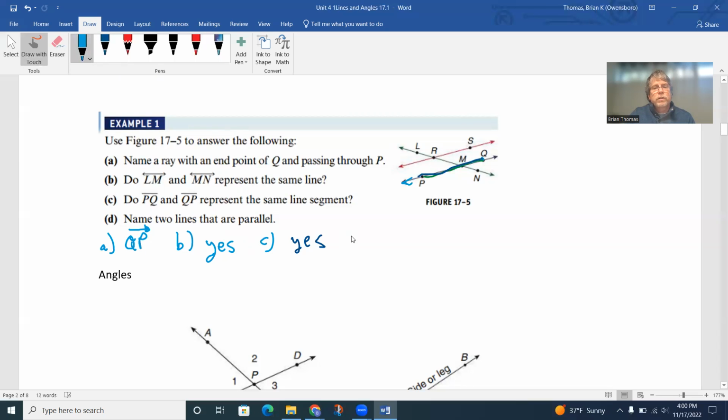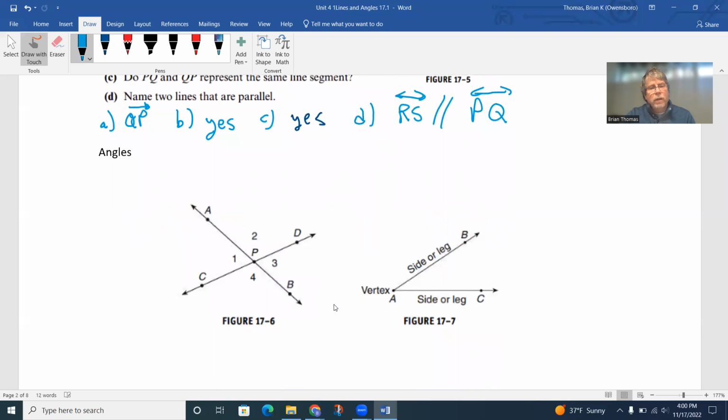So if I look at question D, name two lines that are parallel. So parallel means they run in the same direction. We really only have three lines. So the two lines that are running parallel would be this line RS, and that would be parallel to line PQ or QP. So that would be the two lines. You don't have to actually put the parallel symbol there. All you got to do is really just write line RS, comma, PQ.